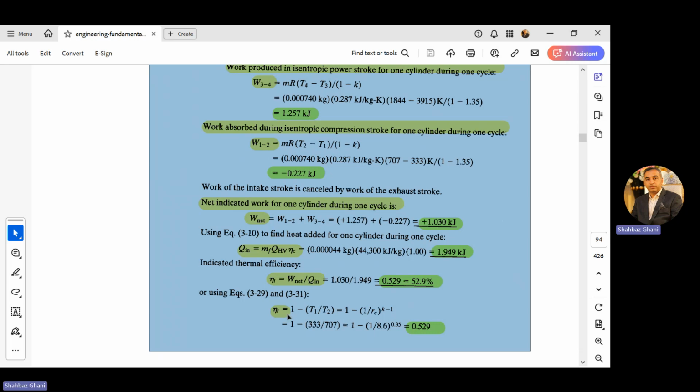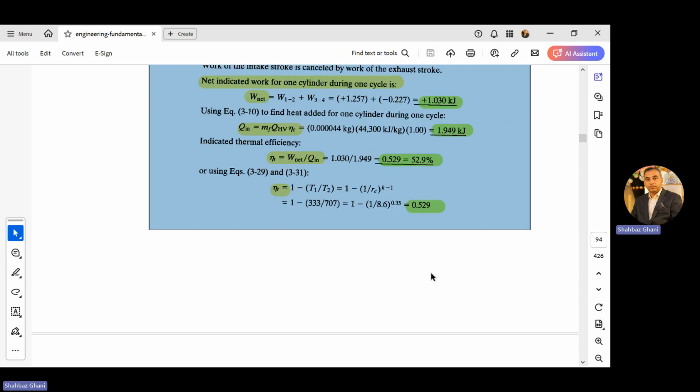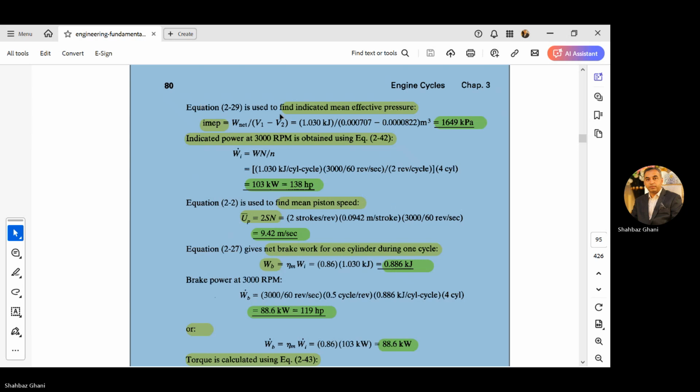Okay. Another way of finding the thermal efficiency is 1 minus T1 divided by T2, or by using the compression ratio value, and we found the same 52.9%. So the thermal efficiency of this engine is 52.9%. Now, finding the indicated mean effective pressure, IMEP, we know the W net, so divided by V1 minus V2. So the indicated mean effective pressure is 1649 kilopascal.